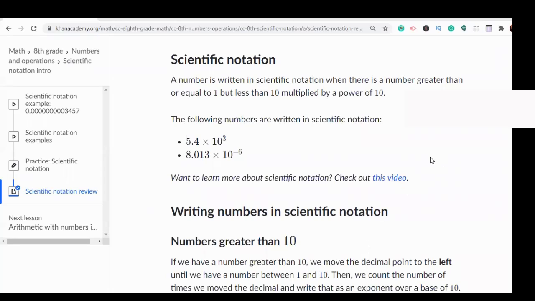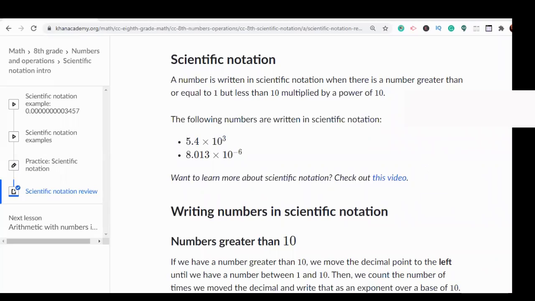To begin, what is scientific notation anyway? A number is written in scientific notation when there is a number that's greater than or equal to 1, but less than 10, and it's being multiplied by a power of 10. So it can equal 1, be between 1 and 10, but can't equal 10. And then that number is multiplied by a power of 10. That's what we call scientific notation.